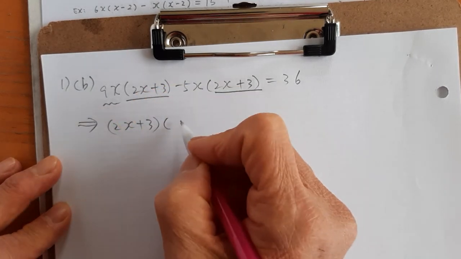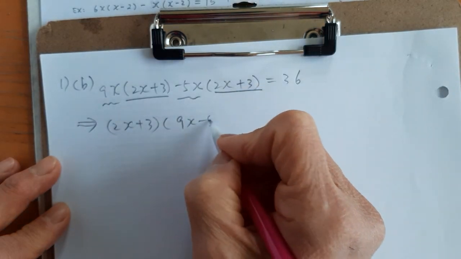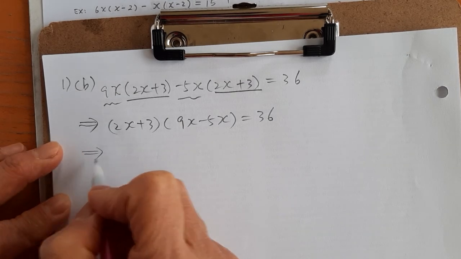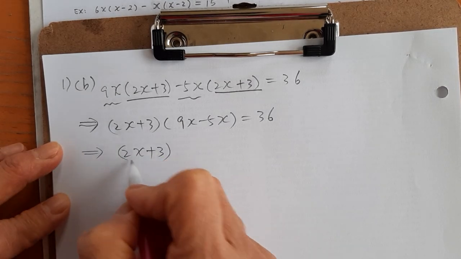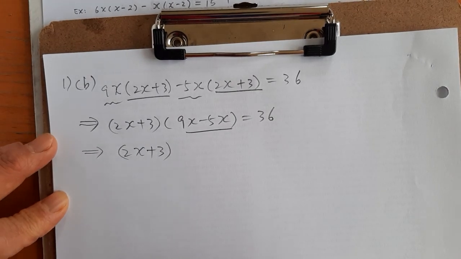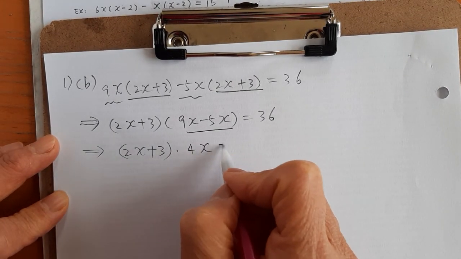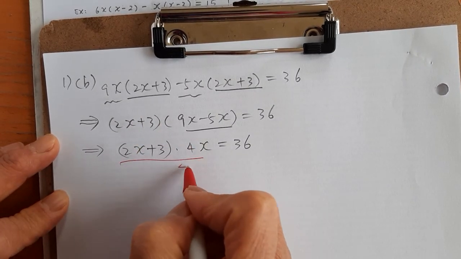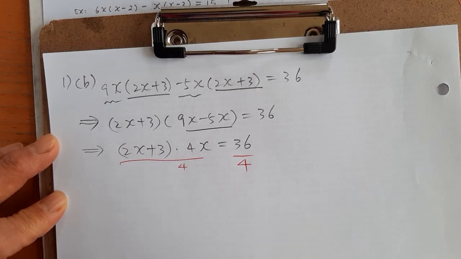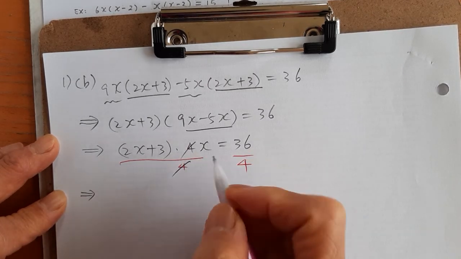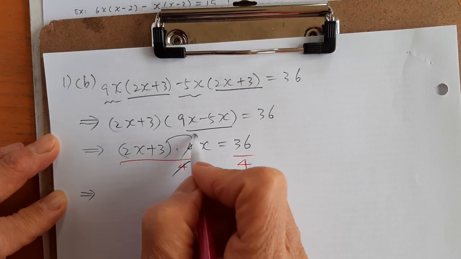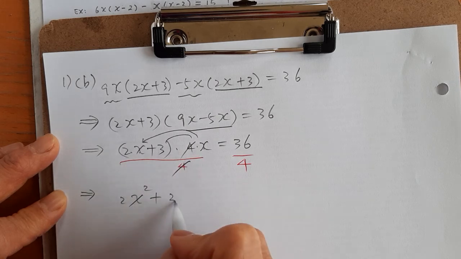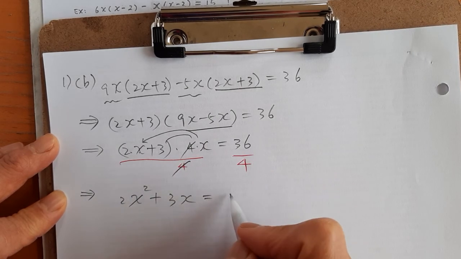Then (9x minus 5x) equal 36. Then 2x plus 3 quantity times (9x minus 5x), which is 4x, equal 36. Then divide by the common factor 4 on the left and the right. The 4 cancels, and then distribute in: 2x times x is 2x squared, plus 3x, equal 36 over 4.